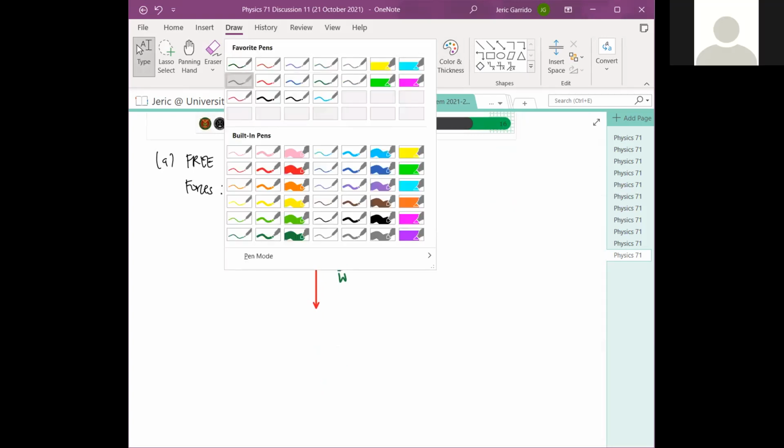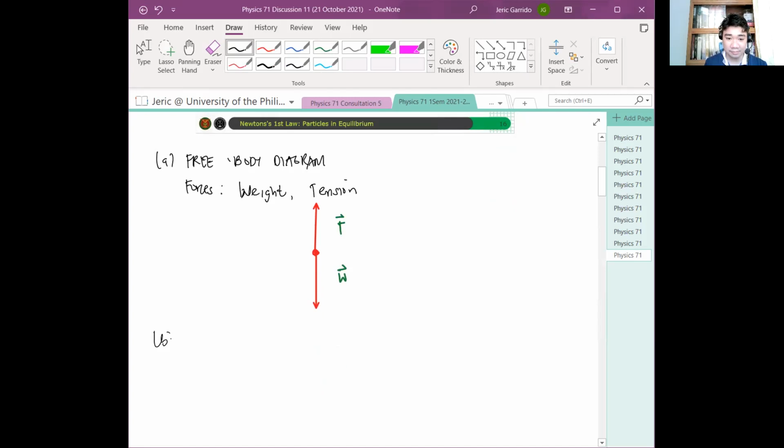And then after that, letter B, so find tension. So, we will use the coordinate system where the positive axis is positive upward. So, positive y ito, positive x ito. Pero wala namang x direction, so just ignore the positive x. But positive y upward. Hence, we know that summation of forces acting on y is just equal to what?